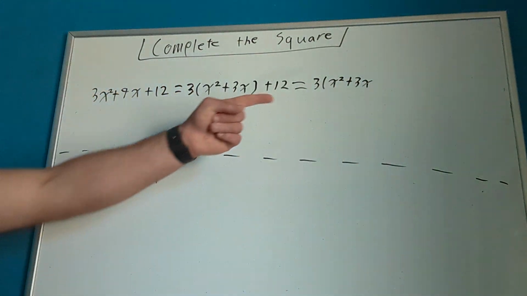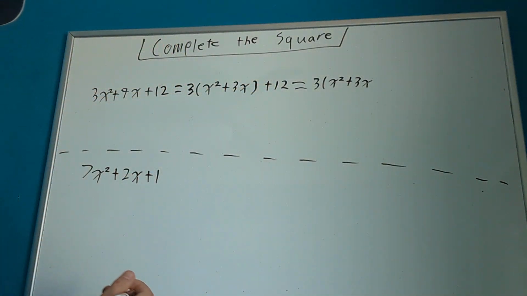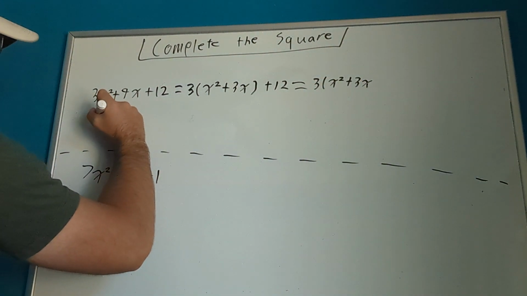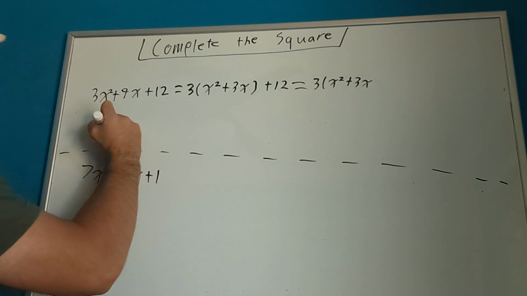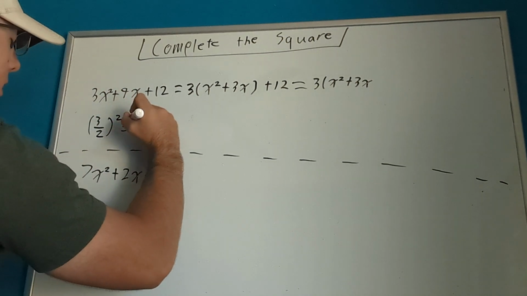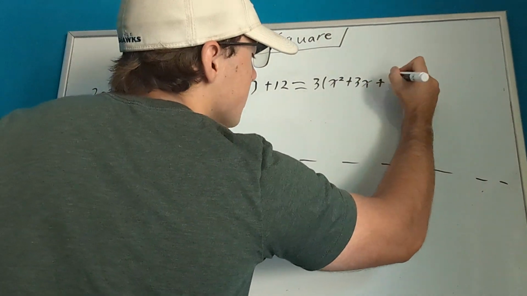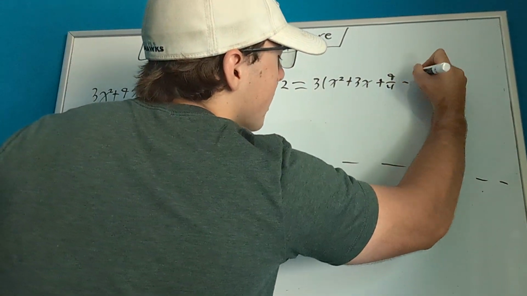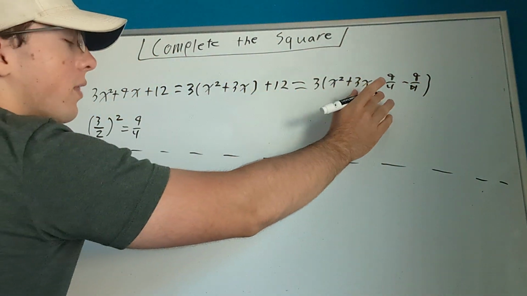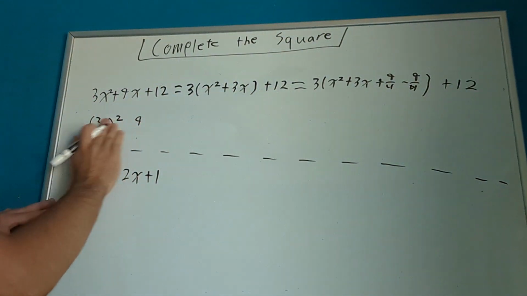And now, inside the parentheses, we need to both add and subtract something. But how do we know what to add and subtract? Well, we look at the coefficient of just x, right? And that's 3. And what we do is we take that 3, we divide it by 2, and then we square it. 3 over 2 squared, that's 9 over 4, right? So we get plus 9 over 4 and minus 9 over 4. And as you can see, we're not changing the value at all because we both add and subtract. And then we still have our plus 12. And we can get rid of this now.